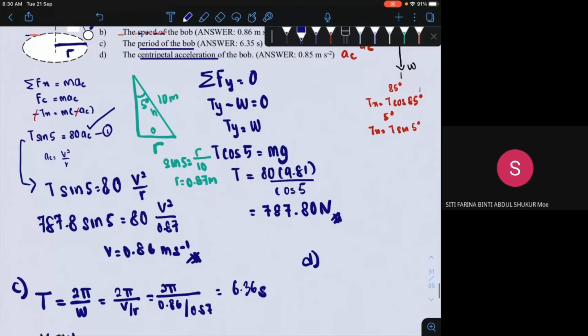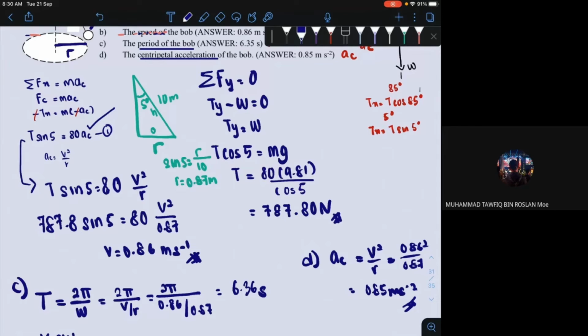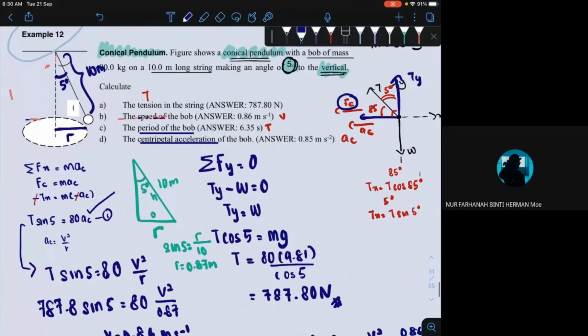Alright, centripetal acceleration pula AC. Since you know your V, you can terus substitute guna equation V square over R. 0.86 square bahagi dengan 0.87, tekan kalkulator dapatlah 0.85 ms negative 2. Sorted. Are we all good here? Yes, Miss.